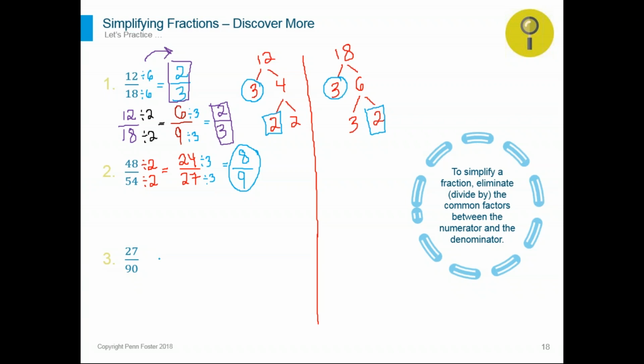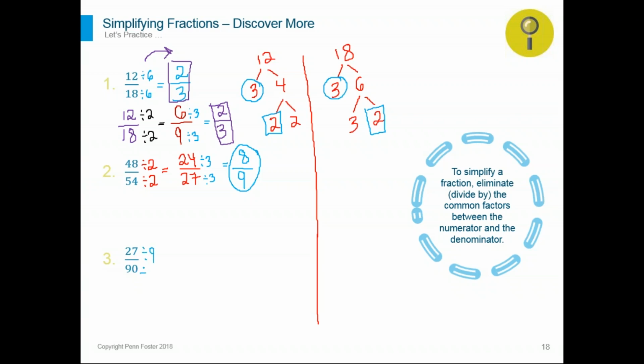Okay, let's do the third example, 27 and 90. 27 is not an even number. I cannot use 2 as a factor to divide the bottom and the top of the fraction. I need to think about something else. I have 27 and 90. I know that 9 times 3 will give me 27, and I also know that 9 times 10 will give me 90. So the common factor between 27 and 90 would be a 9.